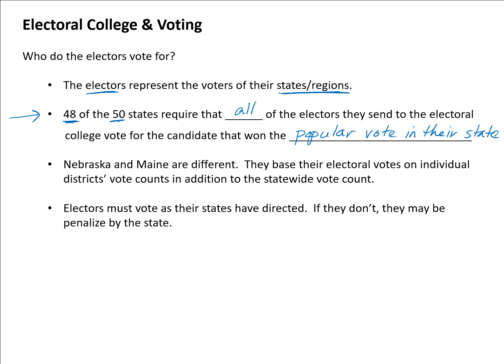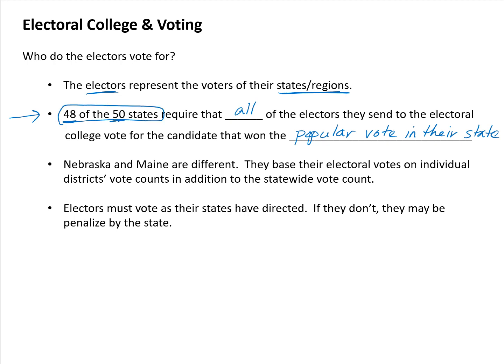Now, that does leave out two states. Nebraska and Maine are a little different. They base their electoral votes on individual district votes in addition to statewide vote counts. So in Maine and Nebraska, their electoral votes can be split among different candidates. But we're going to concentrate on what most states do, 48 out of 50, in the rest of the lesson.